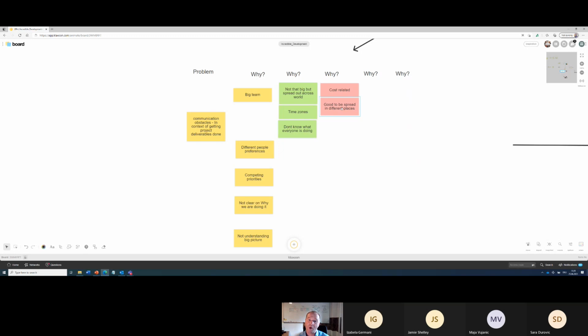Then why a time zone? Maybe that kind of covers it for the cost related in place. Let's pick up on why don't we know what everybody is doing? Because we have a limited time to talk to each other, and because we're not in the same office, we're all quite spread out. Like 5 minutes to chat about what we're doing probably isn't enough to have a full understanding of what everyone else is up to.